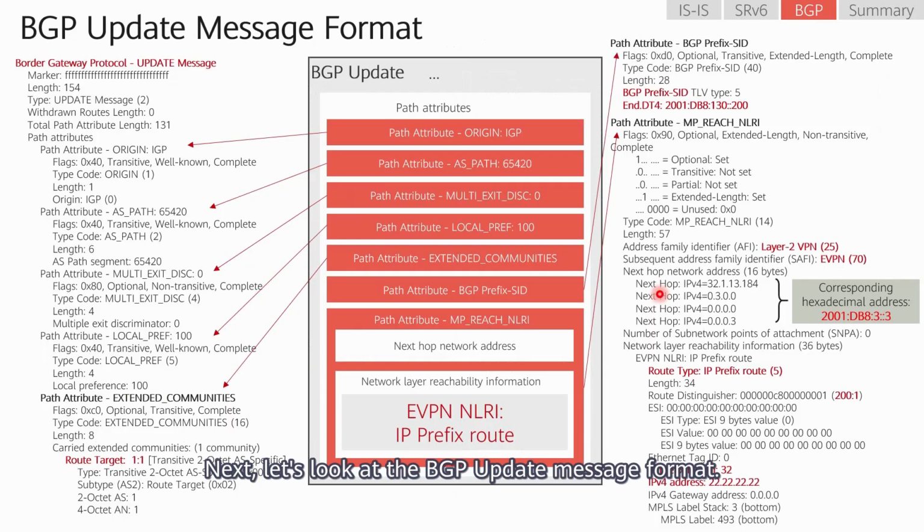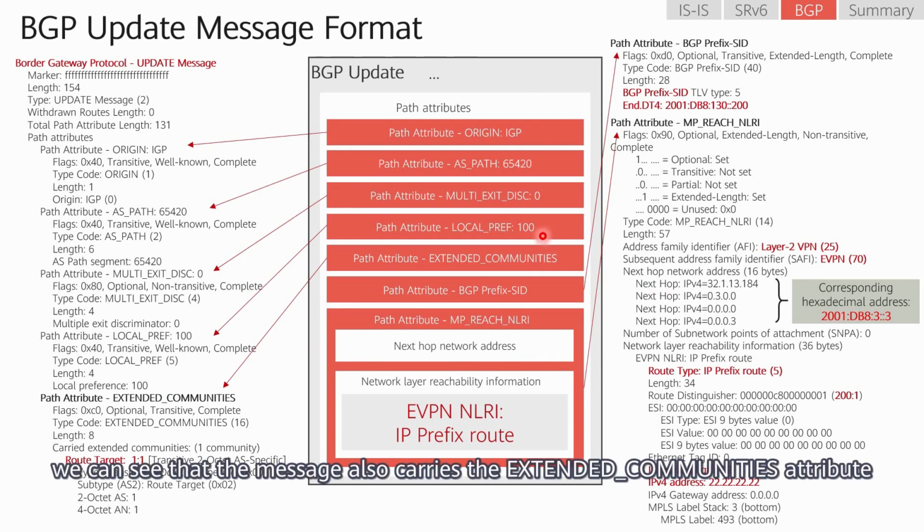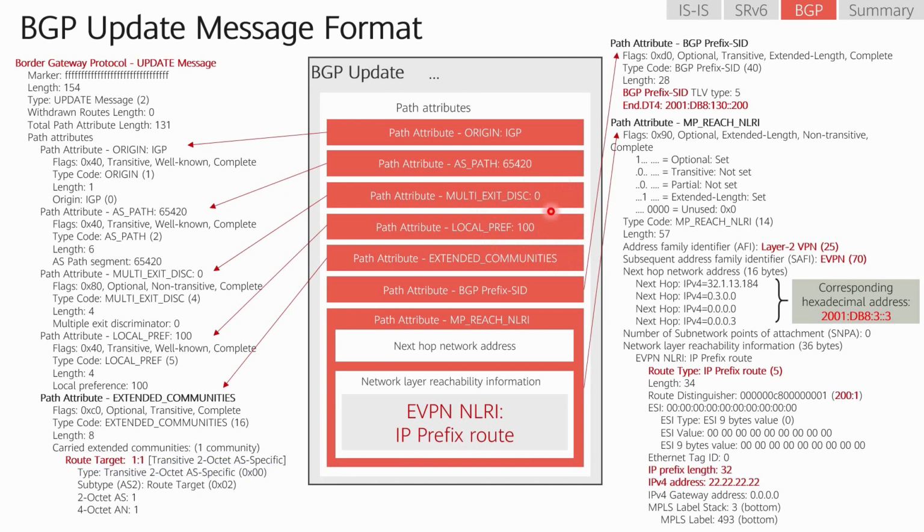Next, let's look at the BGP update message format. A BGP update message carries multiple types of path attributes. In this example, we can see that the message also carries the extended communities attribute with an EVPN route target, which is also called a VPN target. We can also see the SRv6 related BGP prefix SID attribute, which carries an End.DT4 seed. Below it, there is the MP_REACH_NLRI attribute carrying EVPN network layer reachability information, referred to as NLRI.